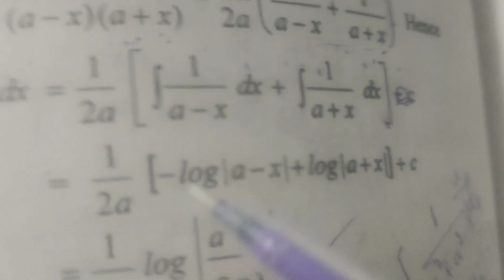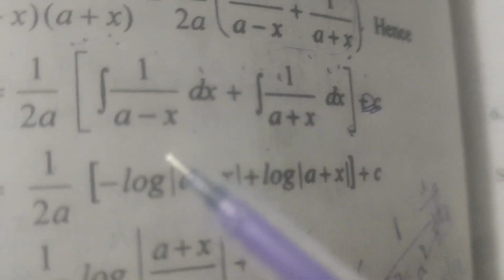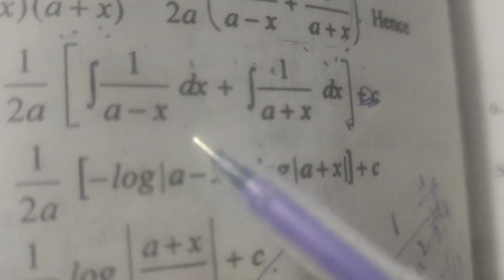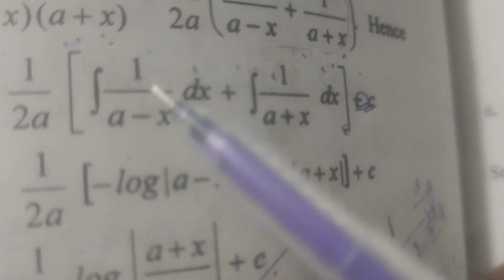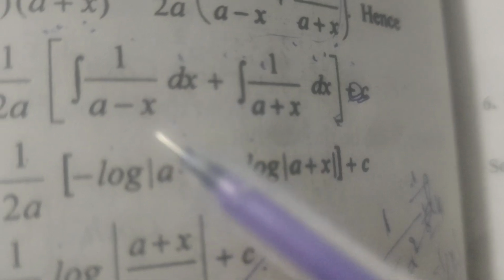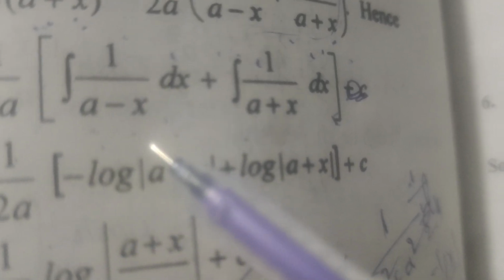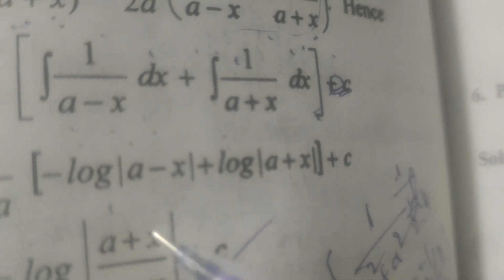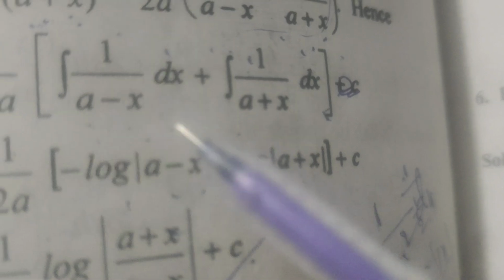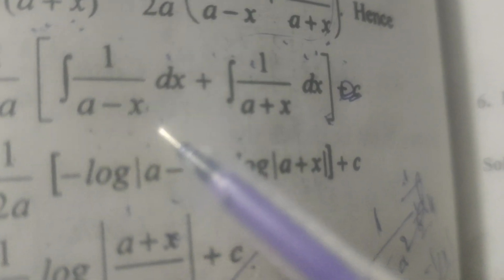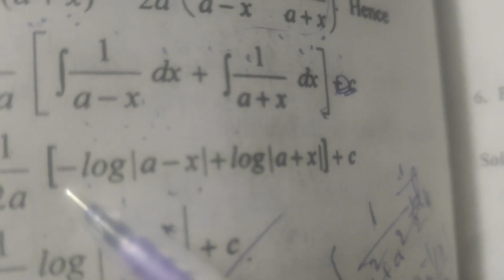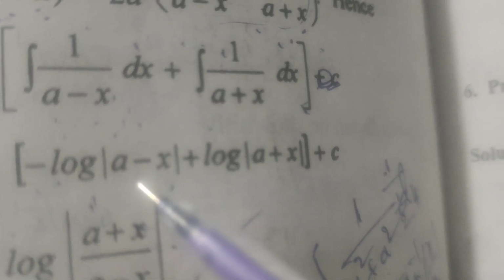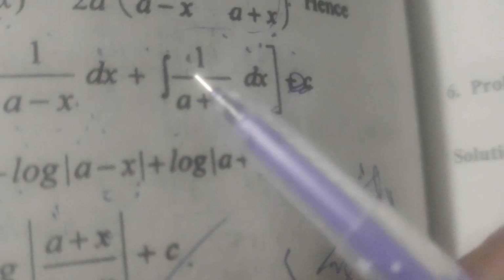Okay, now integrate. Here, integral of 1 by a minus x. Integration of 1 by x means log x. In place of x, a minus x is there, so log of modulus a minus x. The coefficient of x is minus 1, so write minus log of modulus of a minus x.